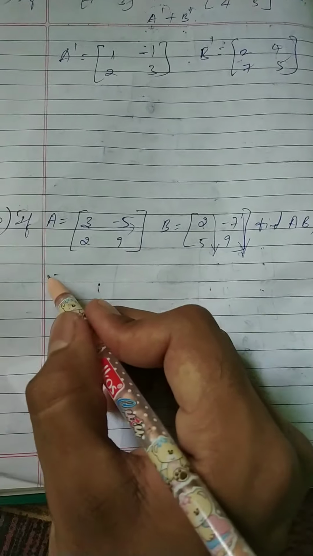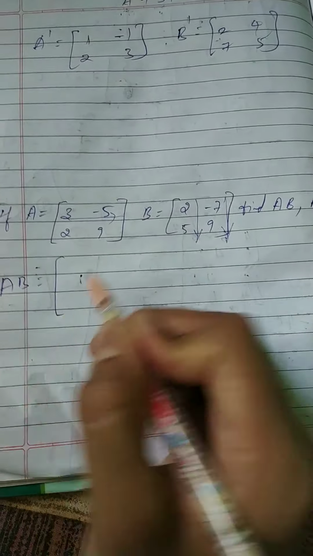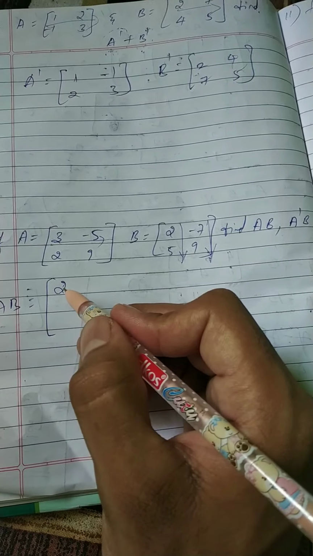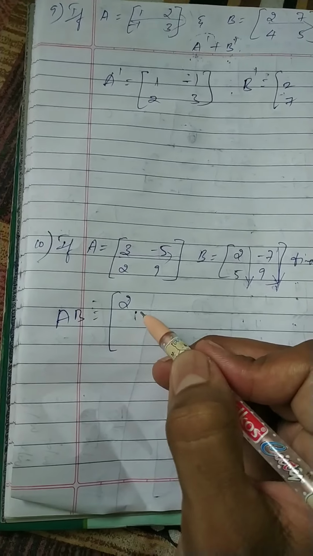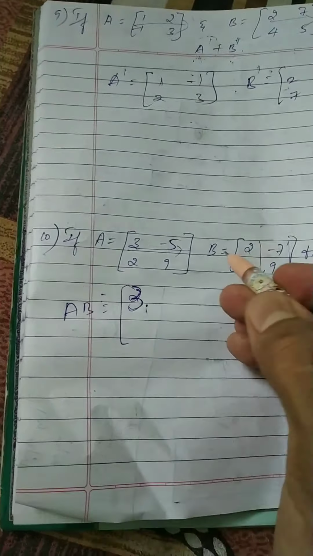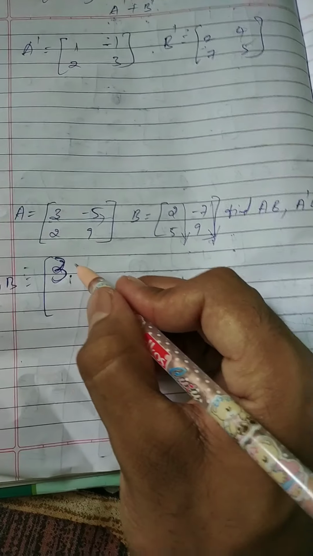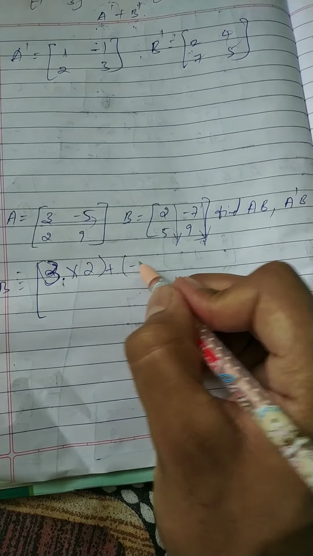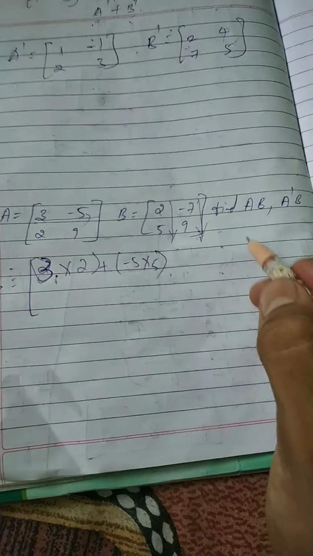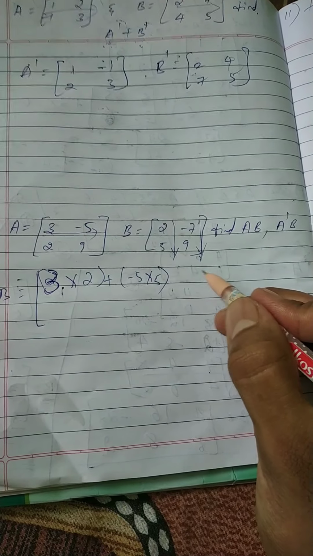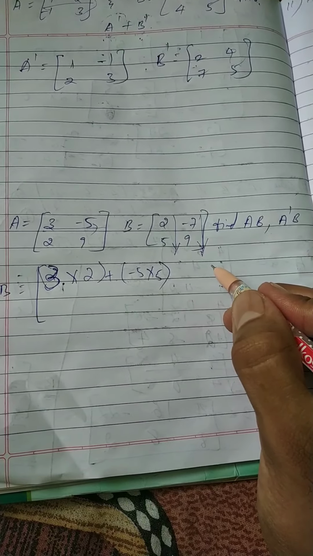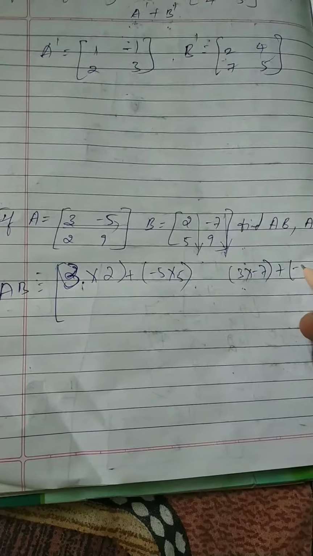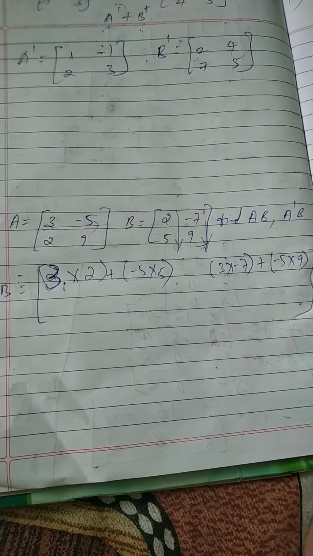Then after this, what is AB here? AB will be first row into first column. That is, what is that? 3, right? It is 3. Sorry, yes, 3 into 2 plus minus 5 into 5. So this is our first row into first column. Then again first row into second column. So 3 into minus 7 plus minus 5 into plus 9. So this is how it is.